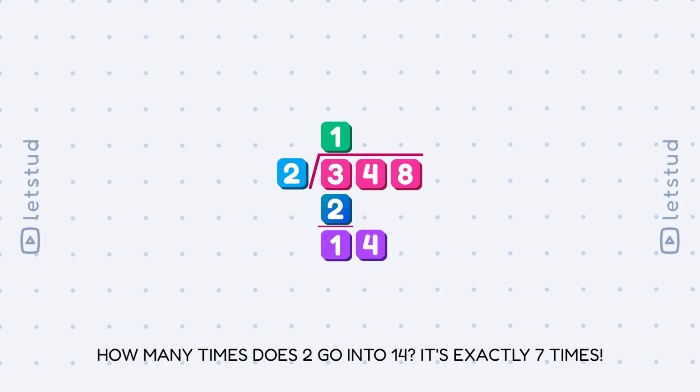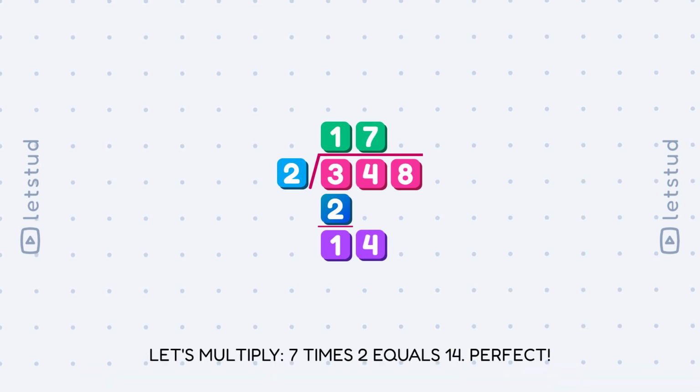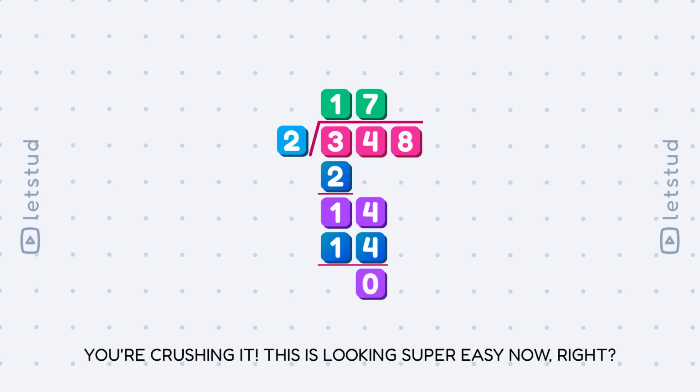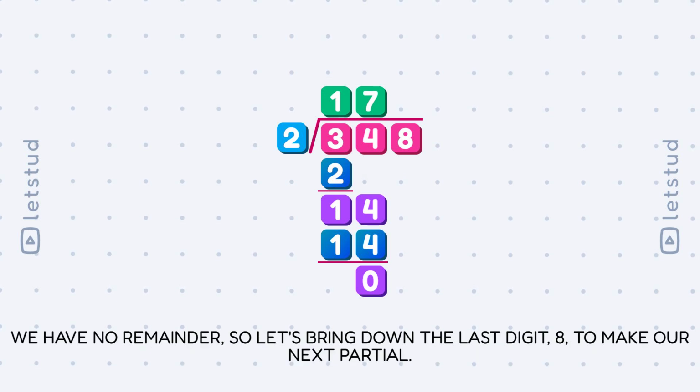How many times does 2 go into 14? It's exactly 7 times. Let's multiply, 7 times 2 equals 14. Perfect. Subtracting 14 from 14 leaves us with 0. No remainder this time. You're crushing it, this is looking super easy now, right? We have no remainder, so let's bring down the last digit 8 to make our next partial.